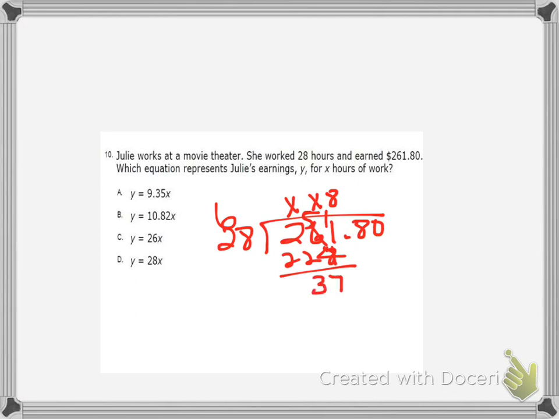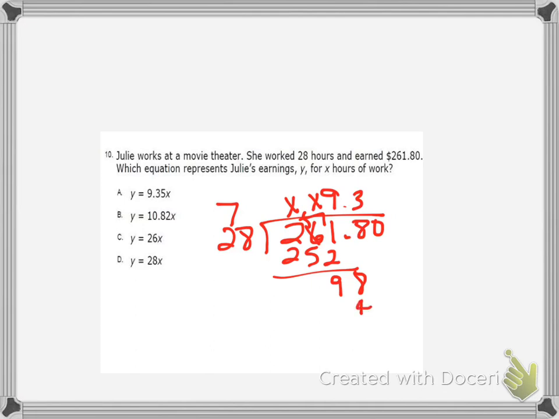Well, that wasn't enough. I guess I can do 9. Let's see if I can do 9. 9 times 8 is 72. 18, 25. That'll get us closer. 98. Well, already it looks like it's going to be A, but we'll keep going.